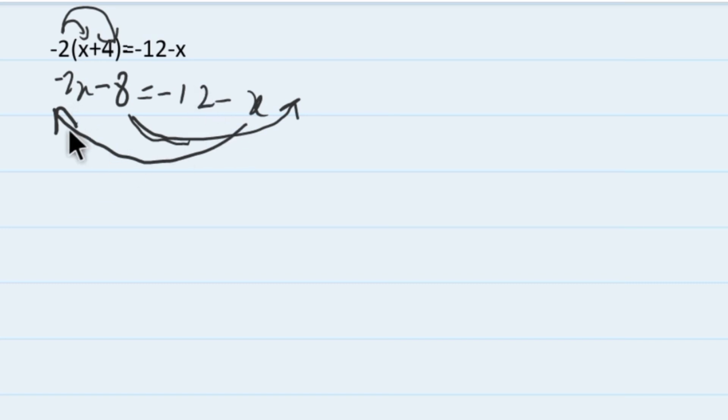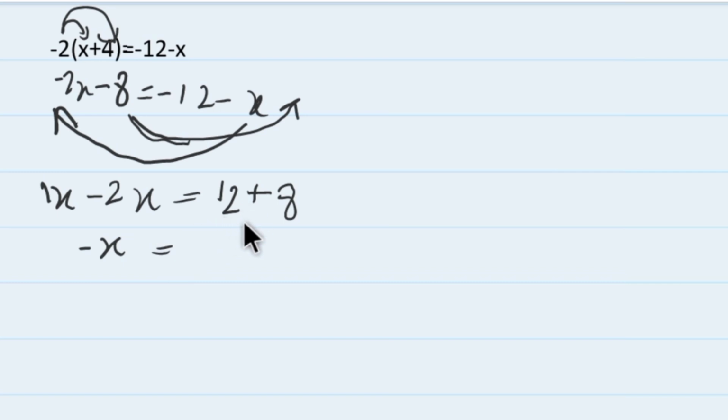When we move minus x to the left hand side, its symbol changes to plus x. Minus 2x will stay the same. Similarly 12 would stay the same on the right hand side, and minus 8 will move to the right hand side and its symbol changes to plus. Now we simplify it. x minus 2x would be minus x, and 12 plus 8 is 20. To get positive x, we will multiply both sides by minus, so x would be minus 20.